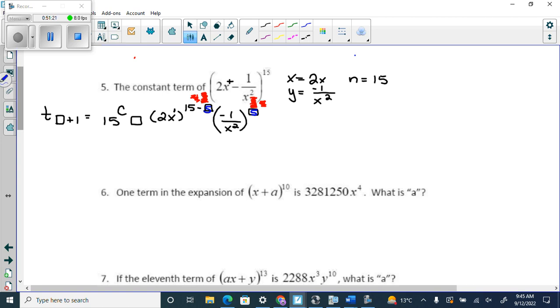So if they ask me what term number is the constant term, you'd say 6. If they ask you what the term is, which this one did, I have to actually figure it out. So this is going to be 5, and this is going to be 5. So term 6 equals, what's 15C5?